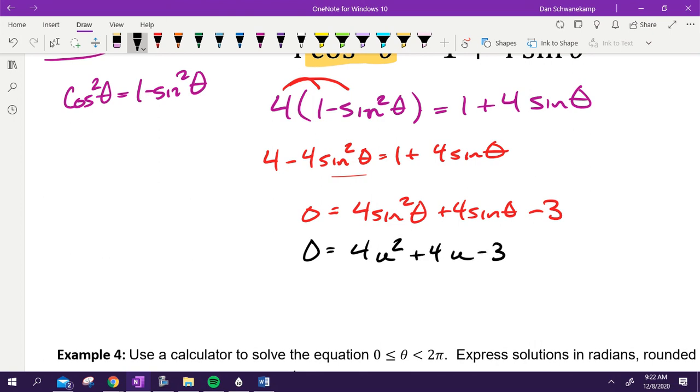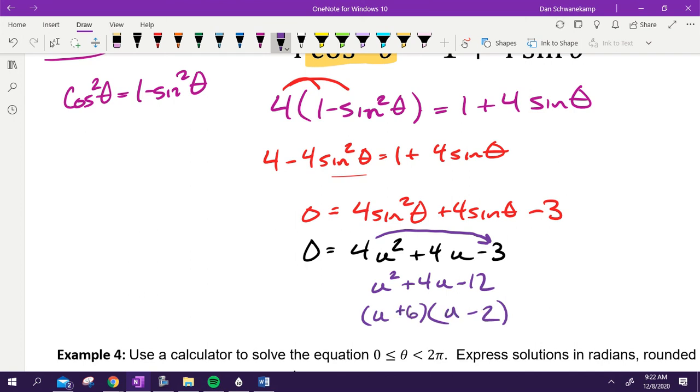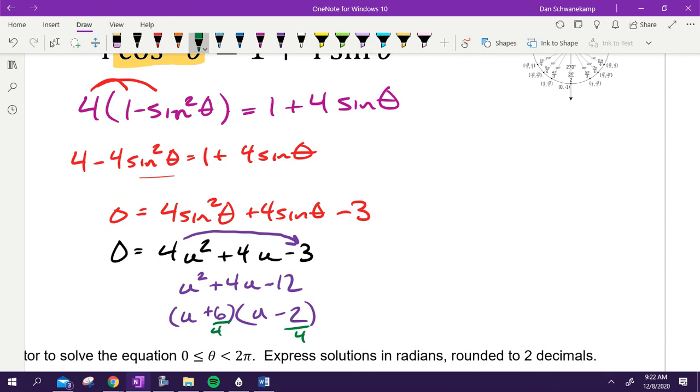I've got to factor. You can factor however it makes you happy. I'm going to do borrow and payback, so I'm going to borrow that 4. I'm then going to factor that thing. So I get u plus 6 and u minus 2, but I borrowed. Don't forget, if you borrow, you got to pay it back. So I borrowed that 4. Now I'm going to divide by 4. So I get u plus 6 fourths equals 0, and u minus 2 fourths gets me 0. So u is negative 3 halves, and u is 1 half.